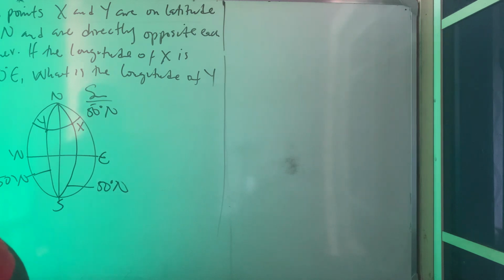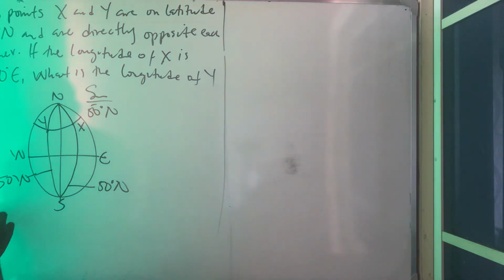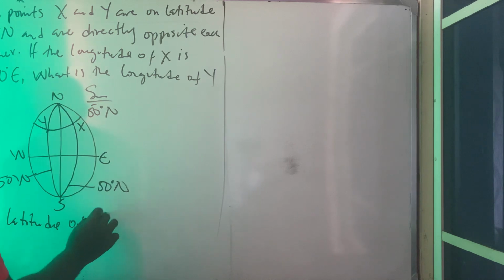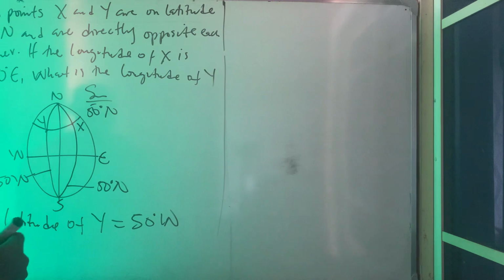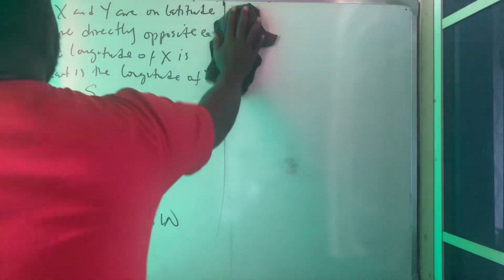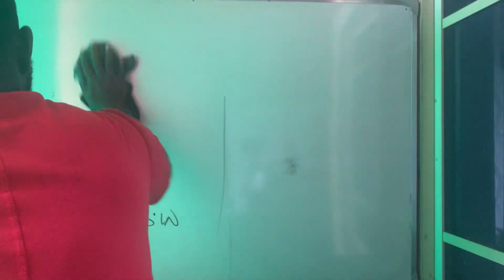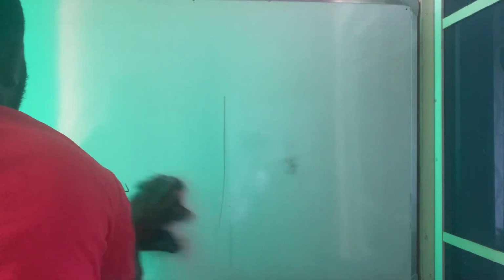The longitude of y equals 50 degrees west. As simple as that. They are directly opposite to each other. Now what do they really mean by directly? If you carry this one and move it to the other one, it's the same angle that you are making, but not on the same side, on the opposite side.